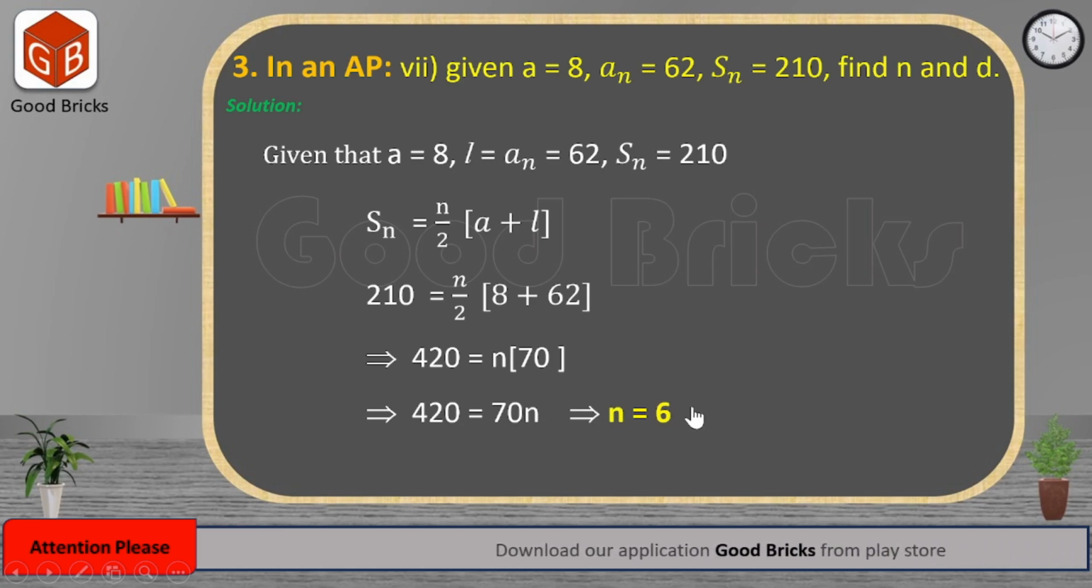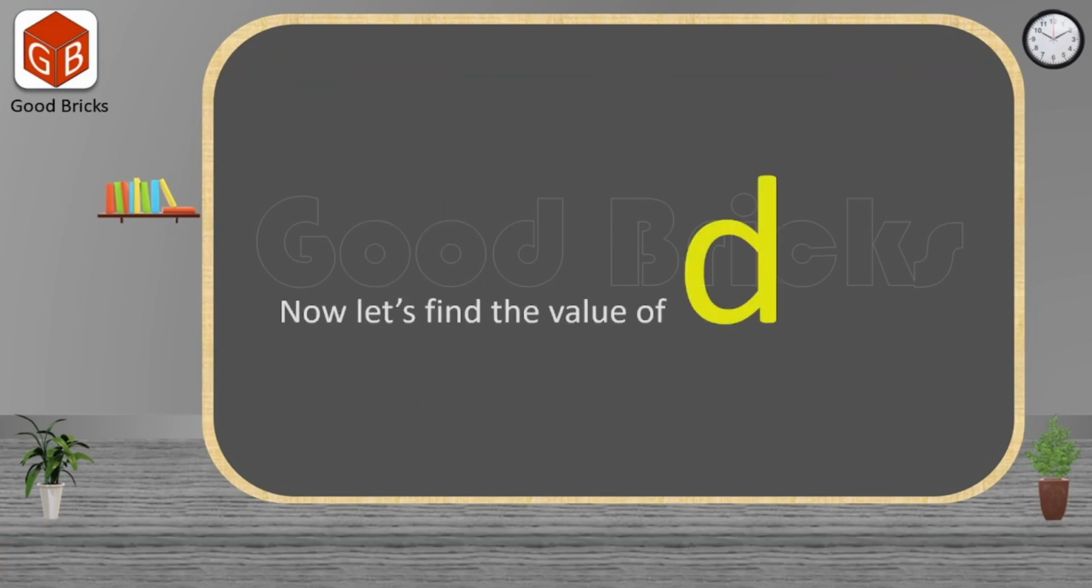It means for the given arithmetic progression we have 6 different terms. It means total there are 6 terms for the given arithmetic progression. Now let us find the value of d.